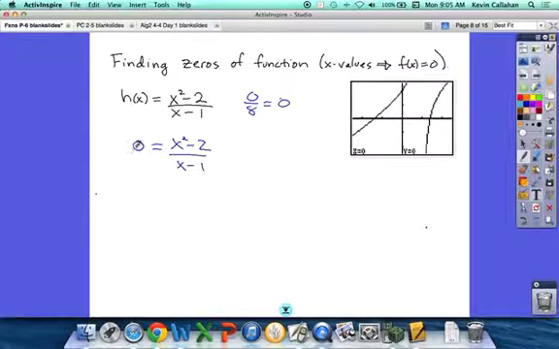So if we want to find which values of x are going to make this whole thing equal 0, in fact, you don't need to even look at that. It's not coming from the denominator. It's only coming from the numerator. So set the numerator equal to 0 and solve.